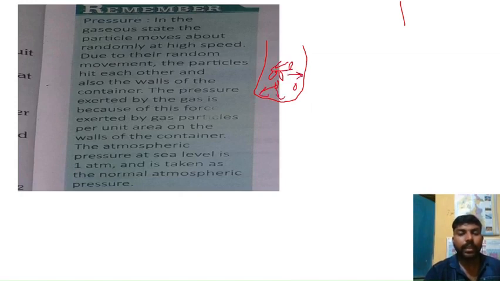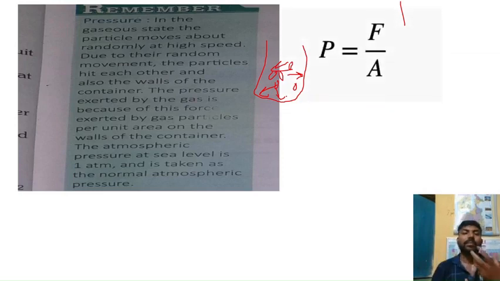Obviously, when they are moving here and there, they strike the wall of the container, and due to the strike, a force is exerted by the gas on that wall. The force exerted per unit area is known as pressure. Always remember, the sea level pressure is known as 1 atmosphere, which is our normal atmospheric pressure.